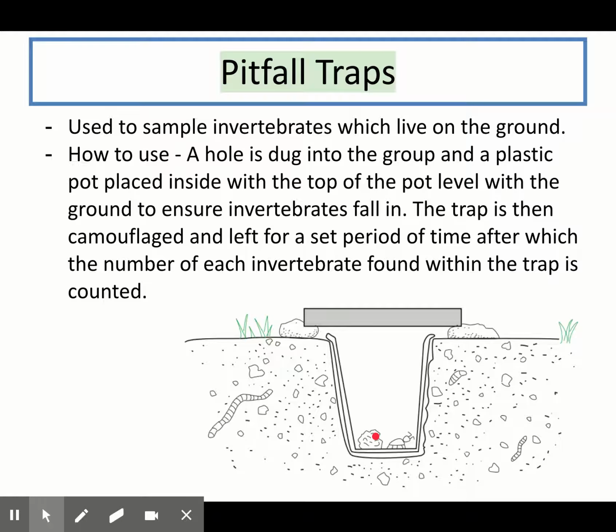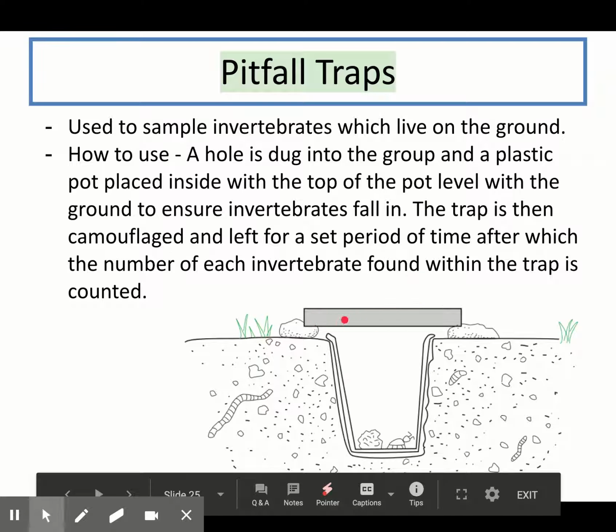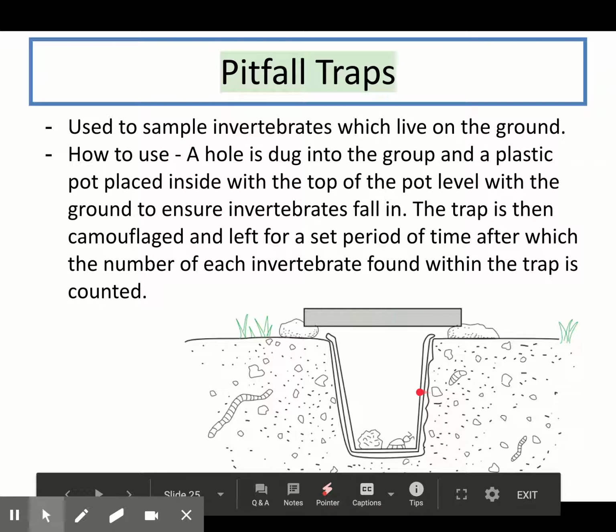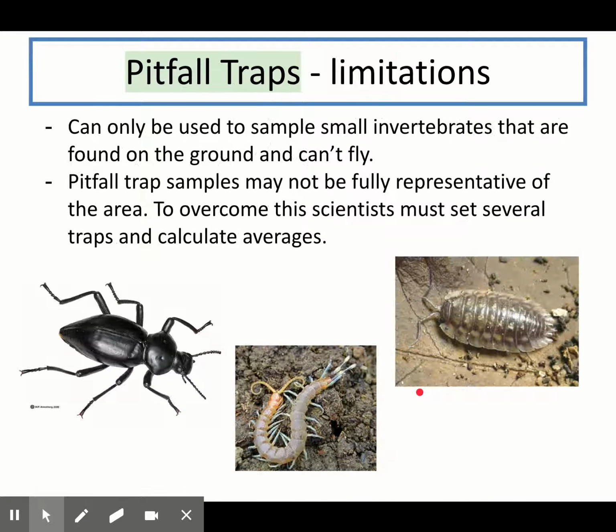The trap is then camouflaged and left for a period of time, after which the number of each invertebrate found within the trap is counted. So you set this up, you leave it for as many organisms as possible to come along and fall in, and then after, say, 24 hours, you come back, check the trap and count how many are there. Now, there are some limitations to pitfall traps. This can only be used to sample small invertebrates that are found on the ground and can't fly. Pitfall trap samples may also not be fully representative of the area, so to overcome this, just like quadrats, scientists would do several traps and calculate an average from each of them.